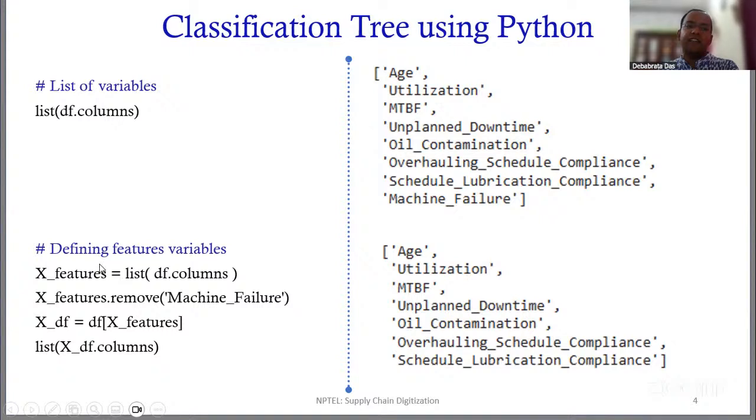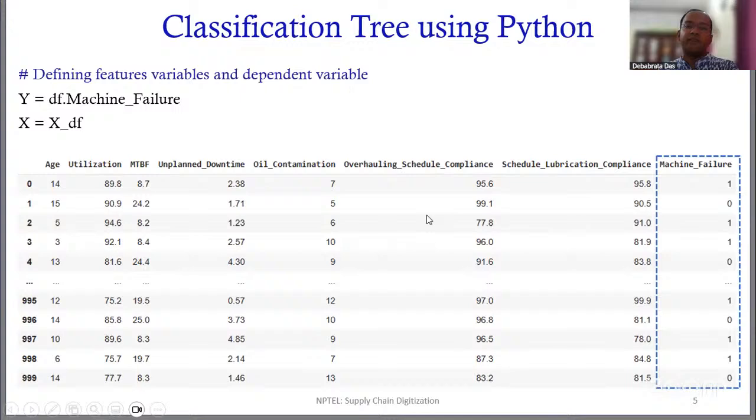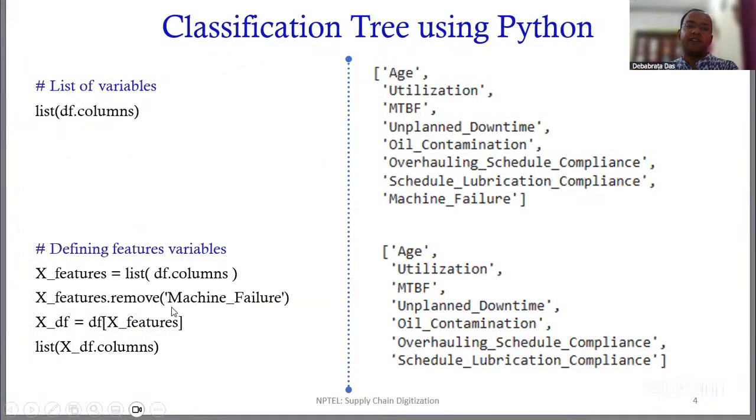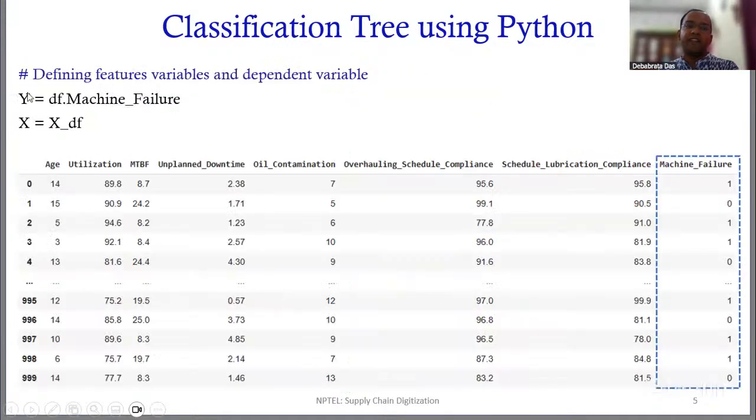Then second step, we removed the machine failure variable. The dependent variable is machine failure, so I have to remove it from there, because I will treat it as a dependent variable. I have removed that variable. Then next, X is my features variable, so except machine failure, all are over here. Y is machine failure, my dependent variable. These are all my independent variables.